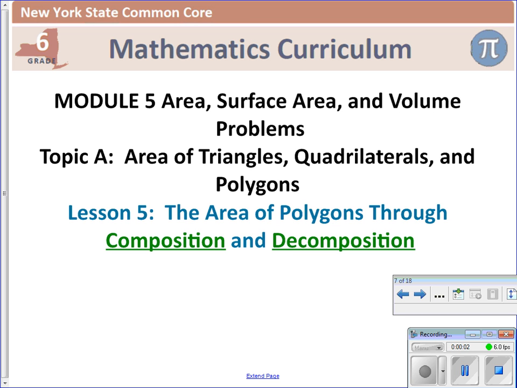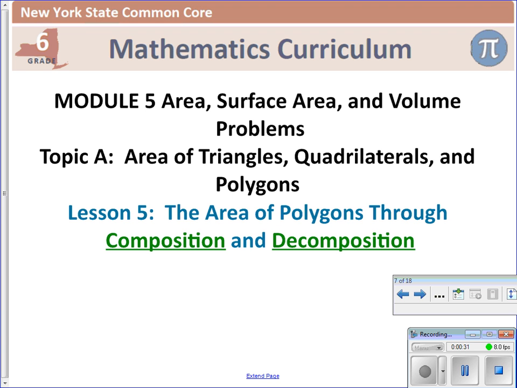Okay, today we're going to look at Module 5, Lesson 5, the area of polygons through composition and decomposition. First of all, what's a polygon? Who remembers what a polygon is? Like a shape, straight sides, that's closed. It's a figure that's closed, has only straight sides, but you're missing one piece of the definition. Three or more sides, okay?